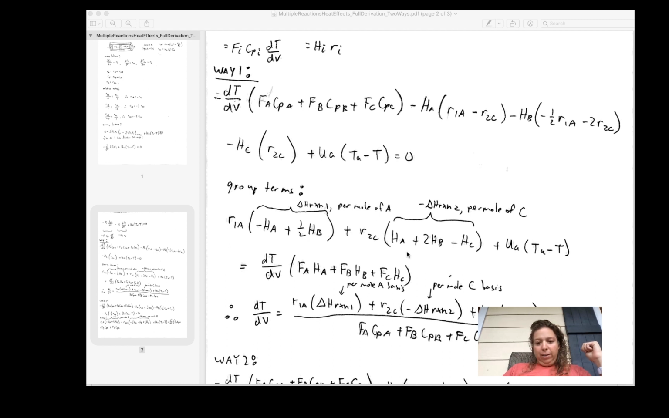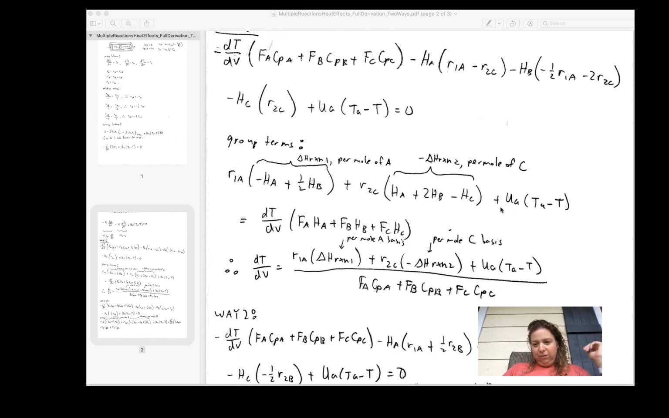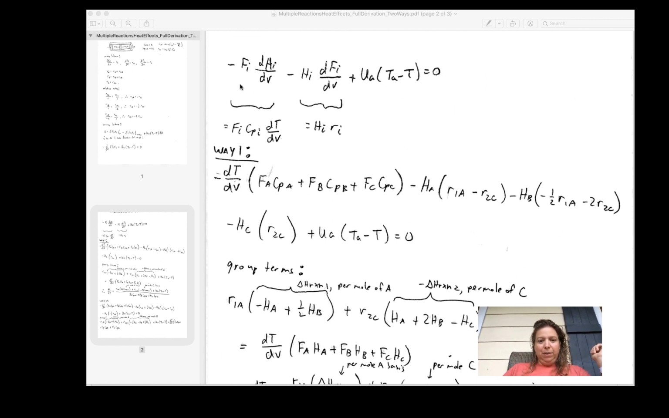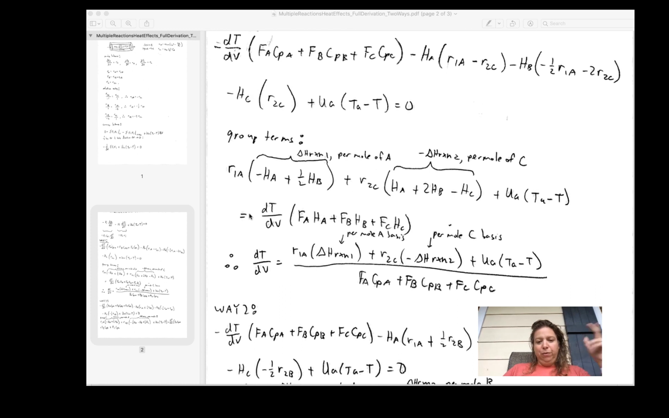So I can go ahead then, and I guess I should keep talking about this. This is my heat exchanger term, and then I've moved this part, which derives from this part, my sensible heat terms, over to the right-hand side of the equation. So now in this piece I'm solving, I want to solve for dT/dV. That's the piece I'm going to solve.